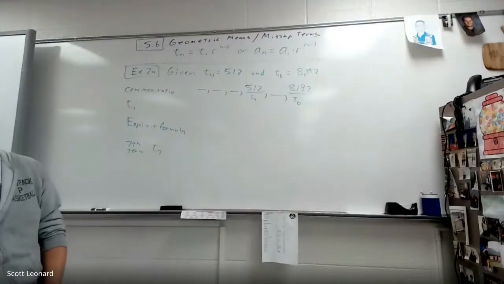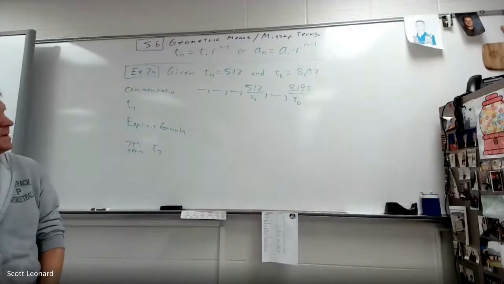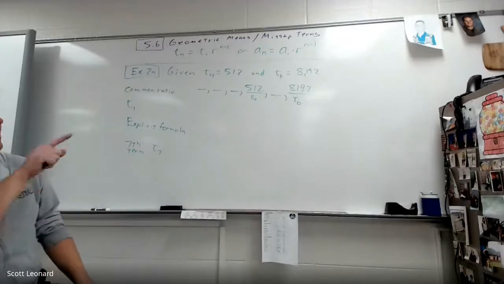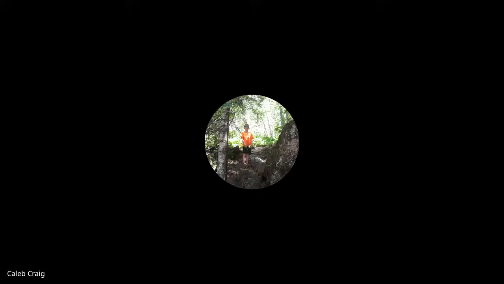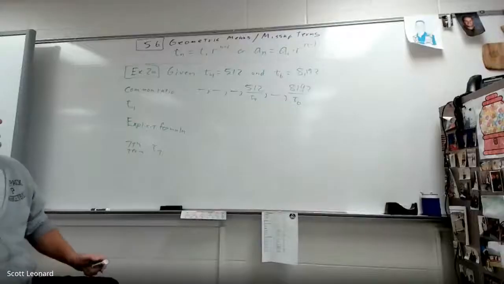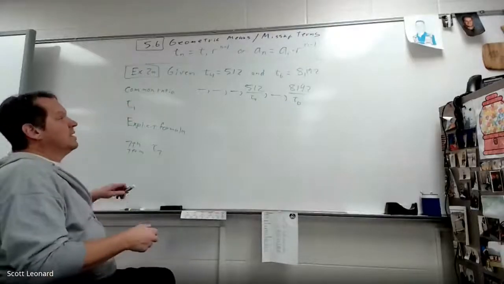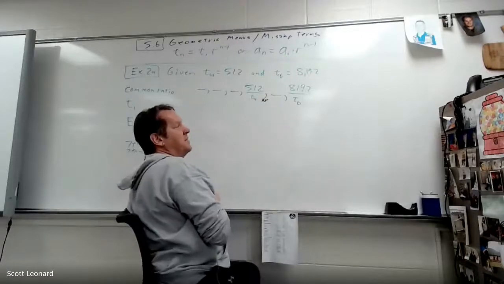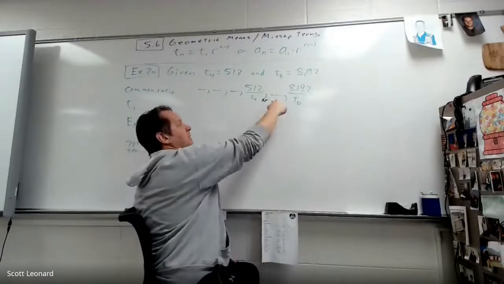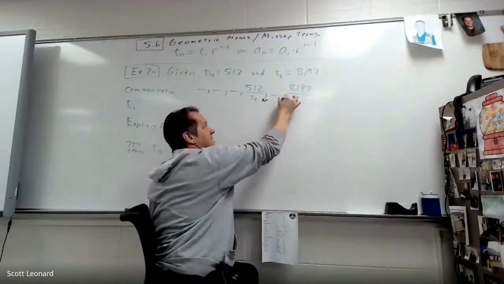Somebody want to help her out? Caleb? How many R values are you going to take to get from the fourth term to the sixth term? I think 1. Close. It's going to be 2. If I multiply by R, that takes me from the fourth term to the fifth term. And then I'm going to do it again to get from the fifth term to the sixth term.